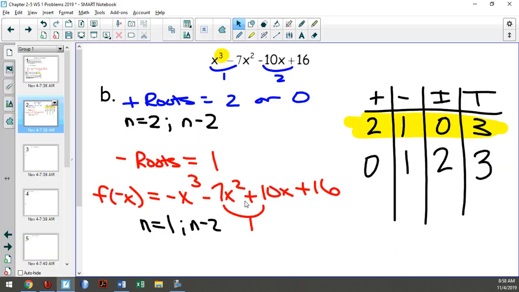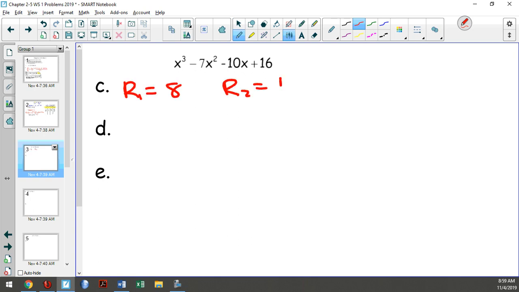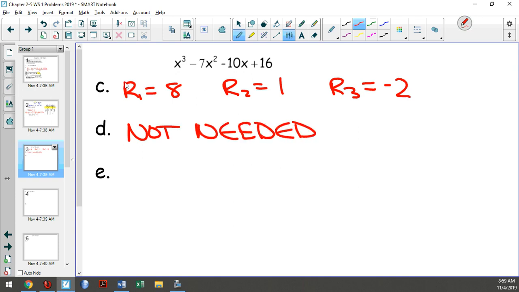Okay, what this means is, since I have confirmed that I'm going to have 2 positive and 1 negative, I simply have to write down my roots. Root 1 is going to be 8. Root 2 we said was 1, and root 3 was going to be -2. Do we all understand that? Yes or no? Since all of those are in my P over Q list, it's not necessary to do synthetic division. It is not needed. And the reason why is because we found them all graphically.